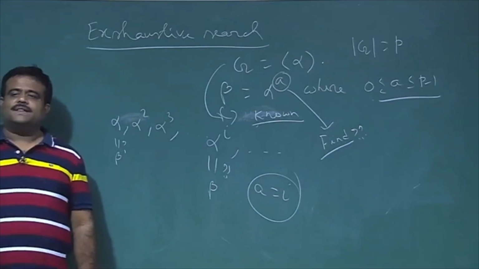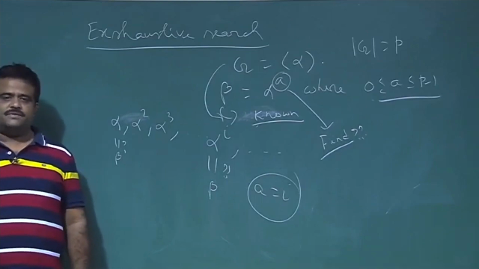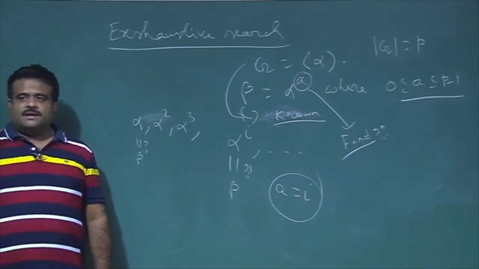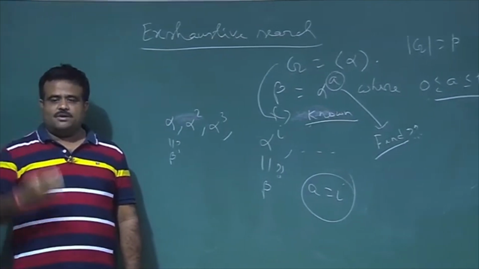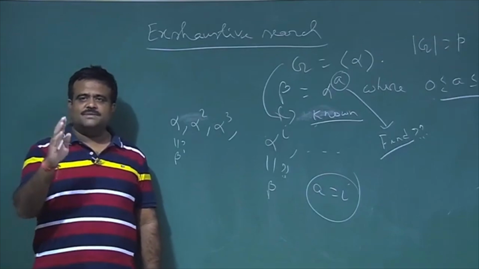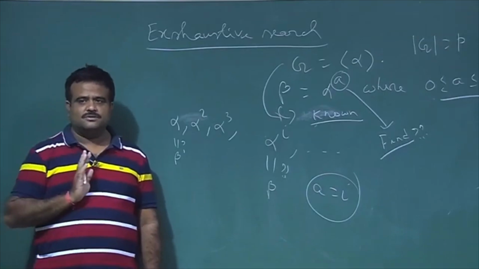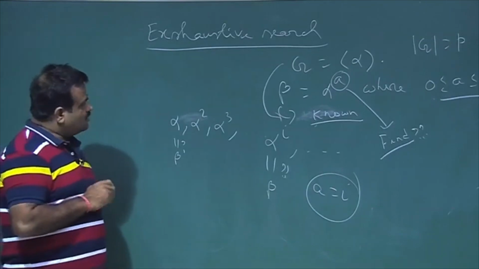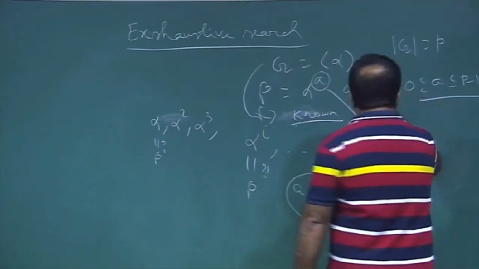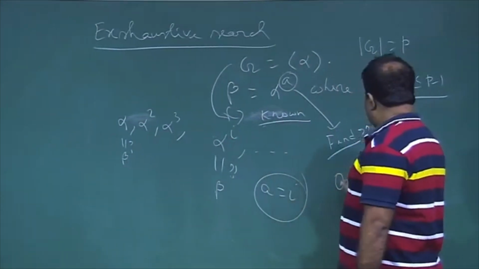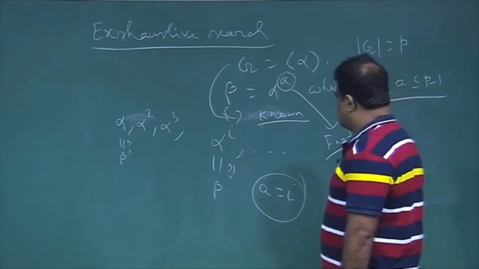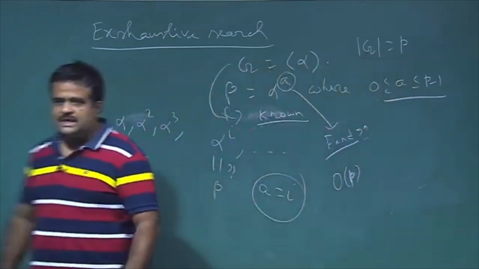So, we keep calculating alpha, alpha square, alpha cube, and every time we check whether alpha to the power k is beta or not. If alpha to the power k happens to be beta, then k is our A. That is the exhaustive search, but how much time will this take? It will take order of P times. Now, how can we make this faster?